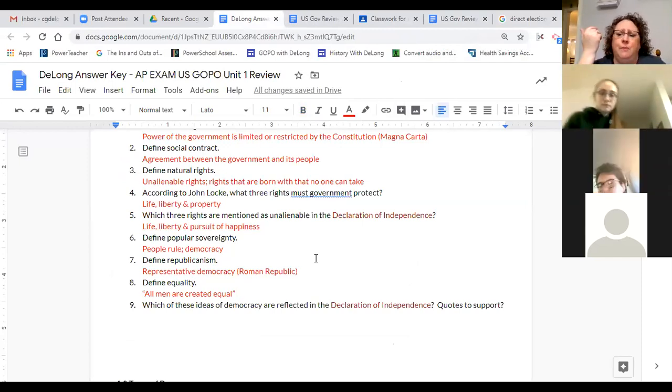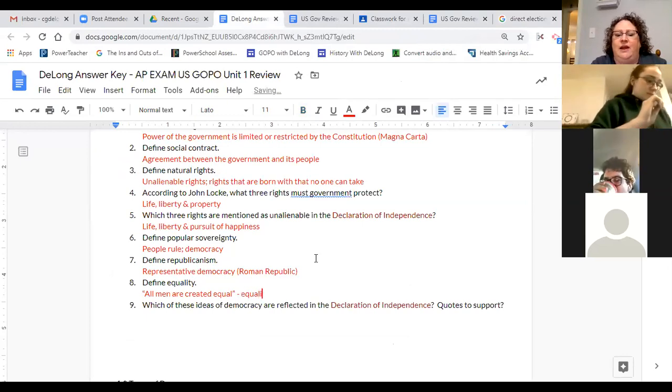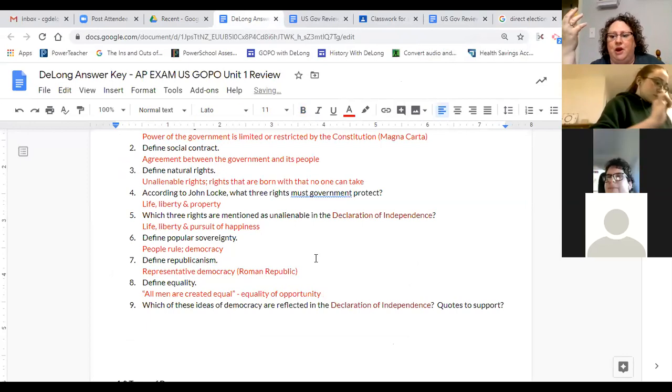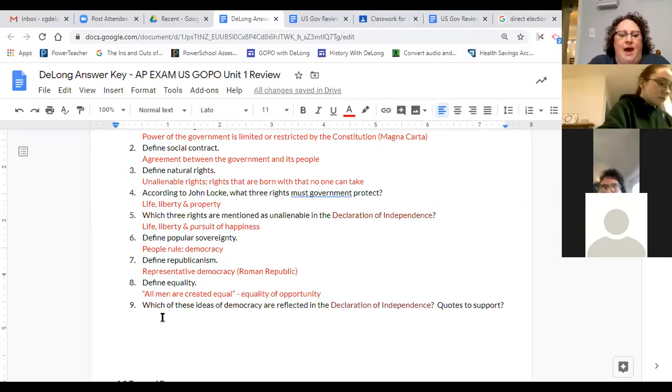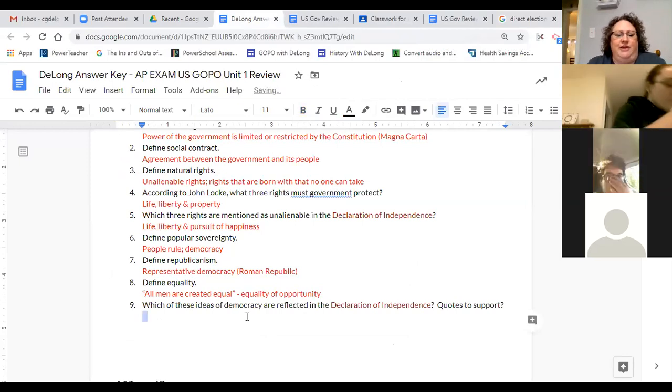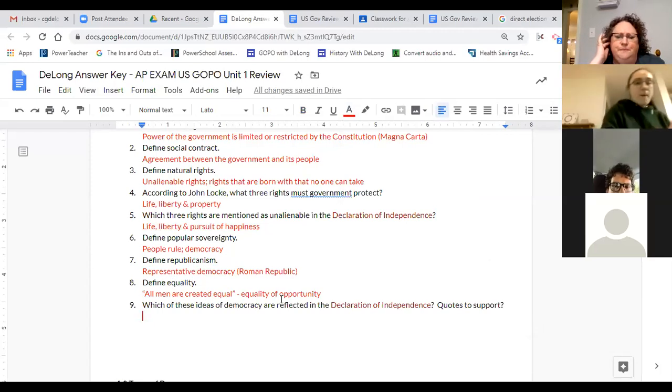So when we think about America, one of the things I like to think about for equality is that equality of opportunity, right? That's so much more important in America than equality of result. So which of the ideas of democracy are reflected in the Declaration of Independence? Does anybody want to take anything specific on this question?